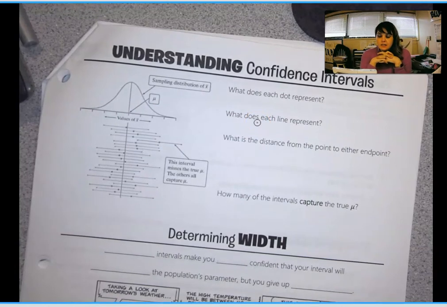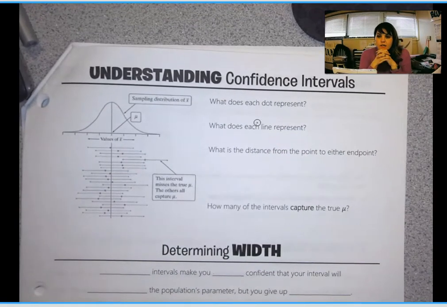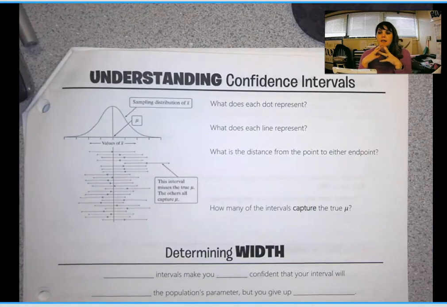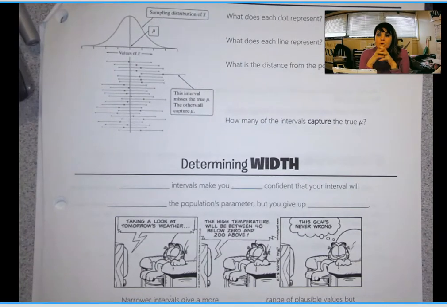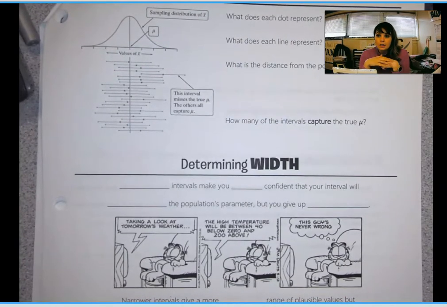Okay, so this is lesson 60, part 2. In this lesson, we are going to be talking about where we get this word captures from. We're going to talk about margin of error and what the width of your confidence interval says about your estimate. So we're focusing on where the word captures comes from, margin of error, and how margin of error relates to the width of your confidence interval.